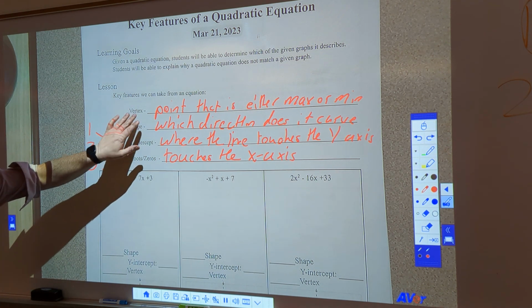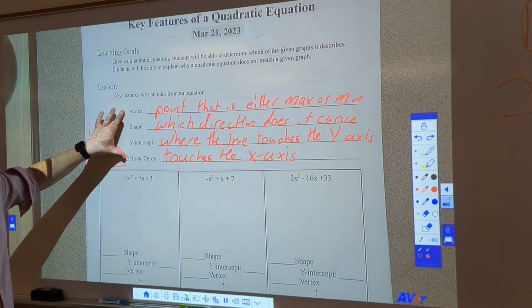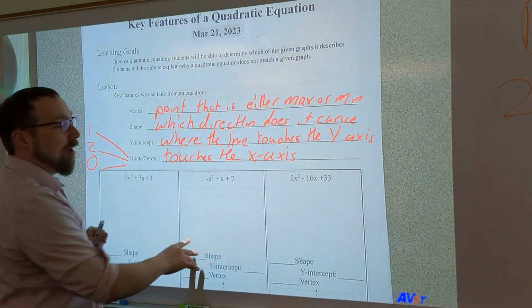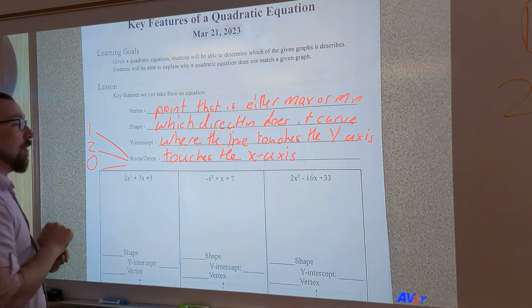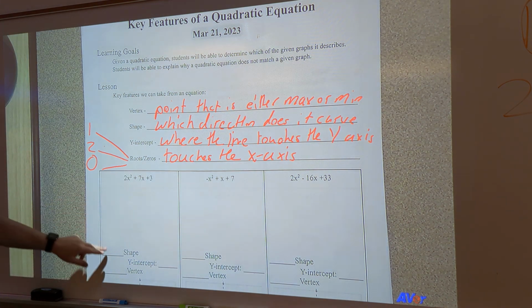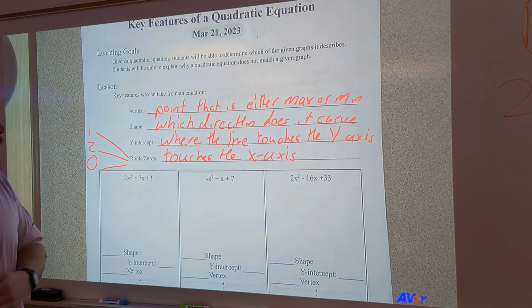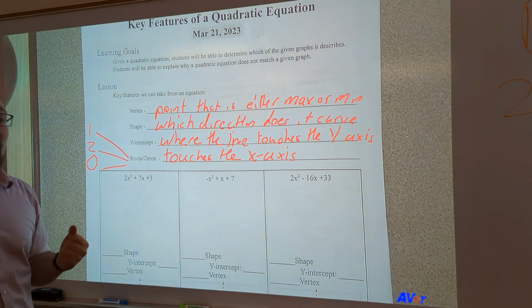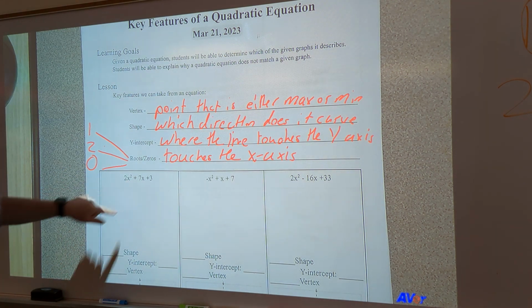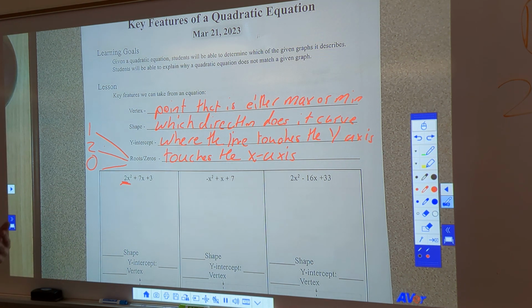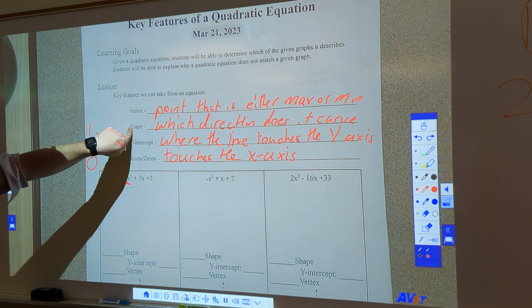So what we're going to do is use these 4 features to be able to find out information about a graph based on an equation. So let's look at these. What I'm asking us for here is tell me about the shape, tell me about the y-intercept, tell me about the vertex. So quick reminder about the shape. The shape is dependent on the a term. So this number right here, our first number, is a. A is what determines the shape.